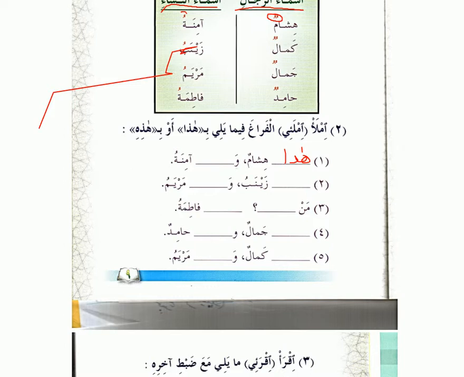And let's look at the second one. Who is being pointed to in this one? So we have Hada Hisham, and the second one we're pointing to a girl, because we have Amina too. Amina is a girl's name, right? So we're going to put Hazihi.